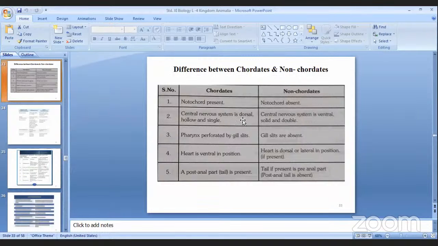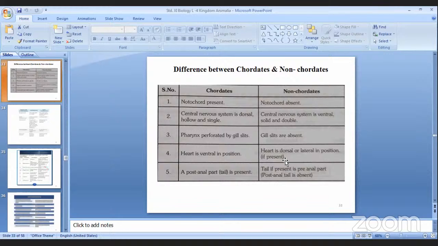The central nervous system is dorsal here, and here it is ventral. Then it is hollow, that is empty of cavities inside, whereas here it is solid, compactly packed. And here it is single and this is double. Next one is pharynx perforated by gill slits, whereas here gill slits themselves are absent. Then the heart is ventral in position here, and dorsal in position there.